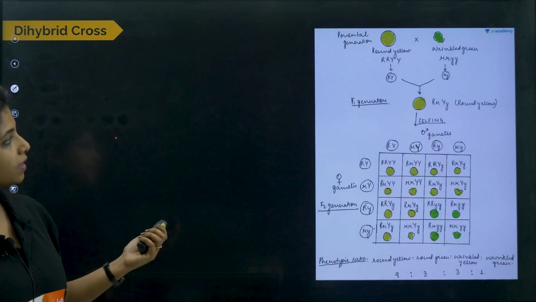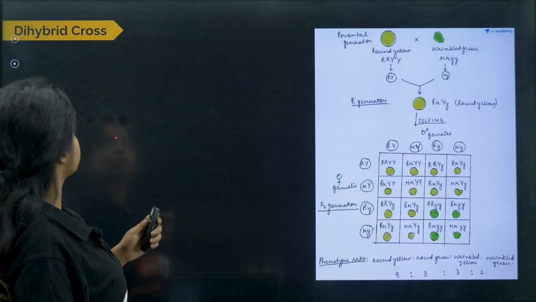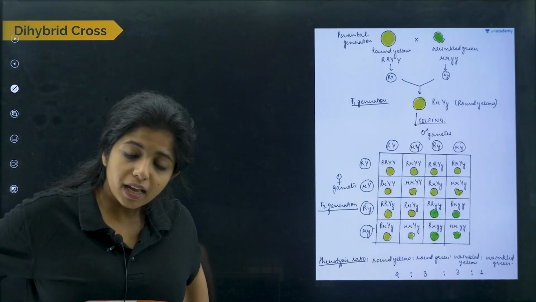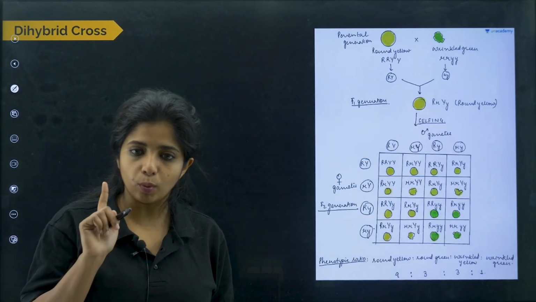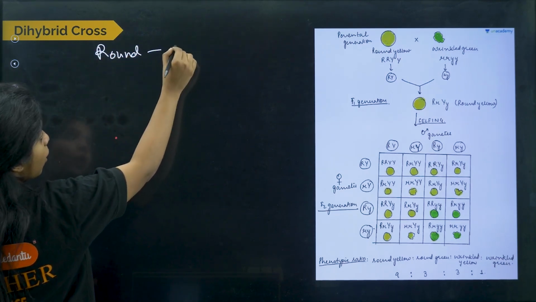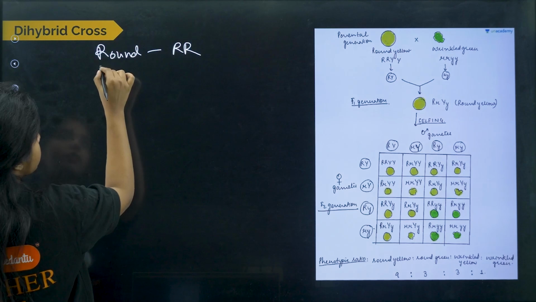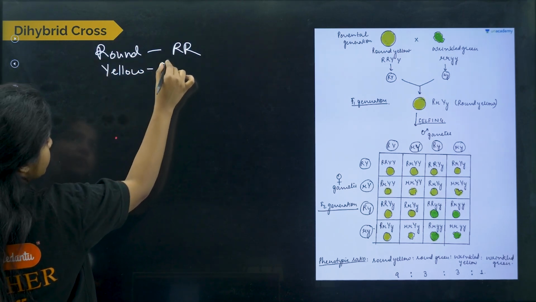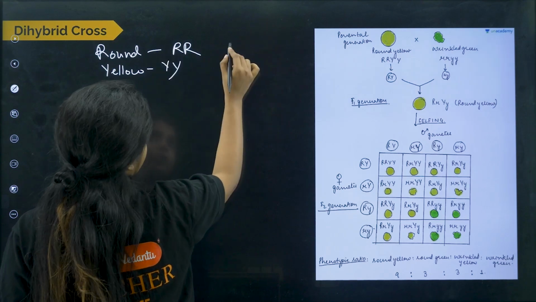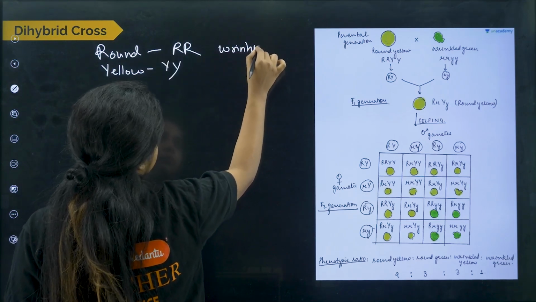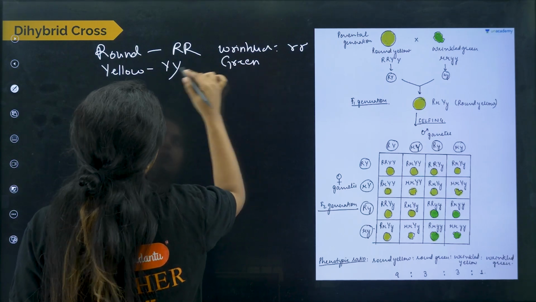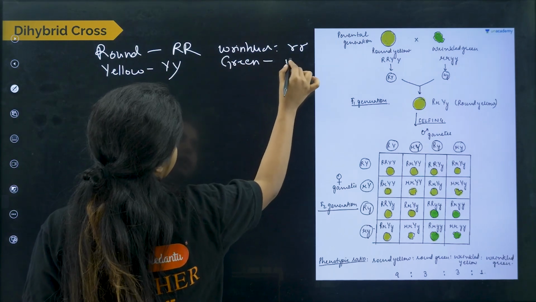Then comes something else, which is known as the dihybrid cross, my dear children. What happens in a dihybrid cross? I am going to talk about two different traits at once. Suppose round is represented by R, and yellow is represented by Y. Similarly, the opposite of round is wrinkled, so I will use small r, and the opposite of yellow is green, so I get small y.